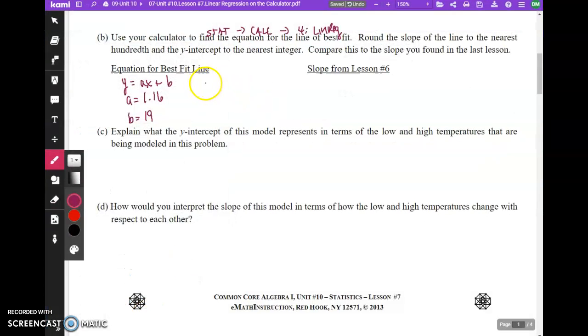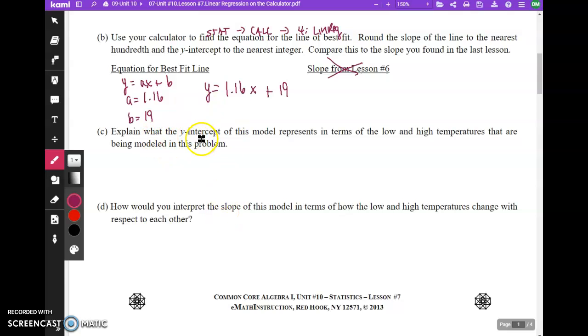All right, so the equation of the line is y equals 1.16x plus 19. So don't worry about this. All right, so what we are saying is if we are making predictions based on that data, this would be the line where we make the predictions.